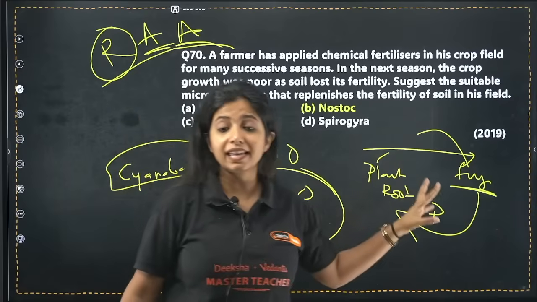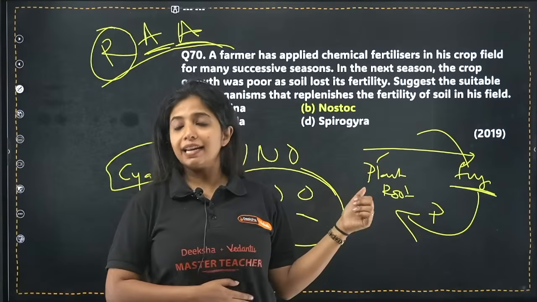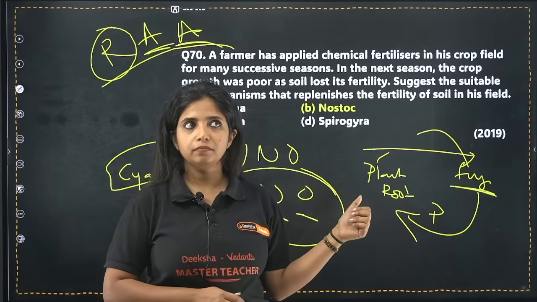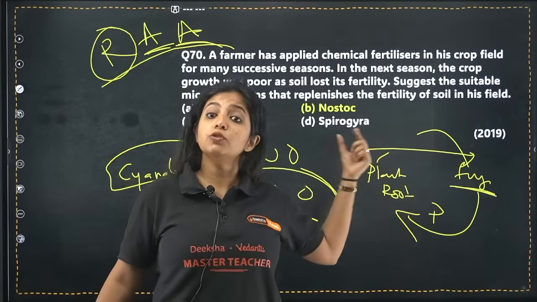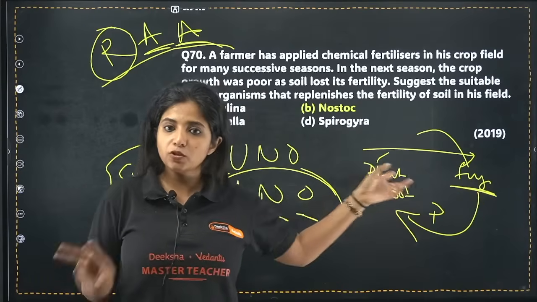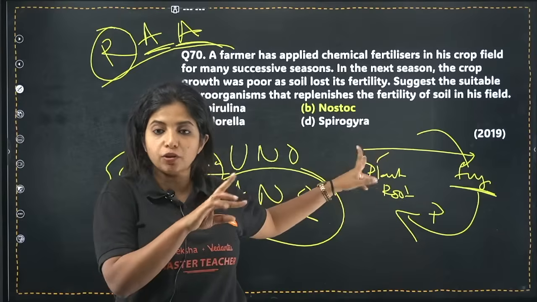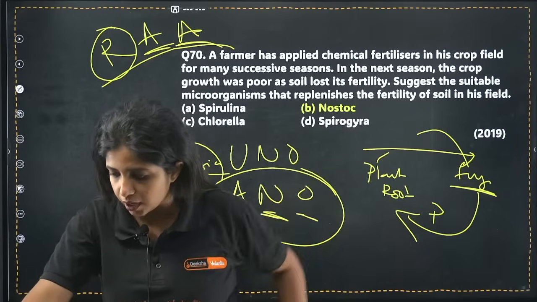Always remember, in lichen it is going to be algae and a fungi. Algae provides food to the fungi. In the case of mycorrhiza, it is going to be a plant root and a fungi. So algae and plant root, that is the thing you have to change between lichen and mycorrhiza.